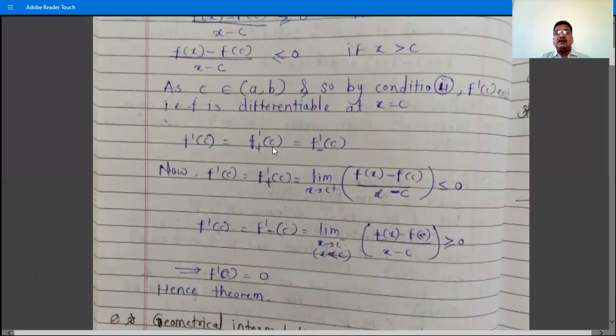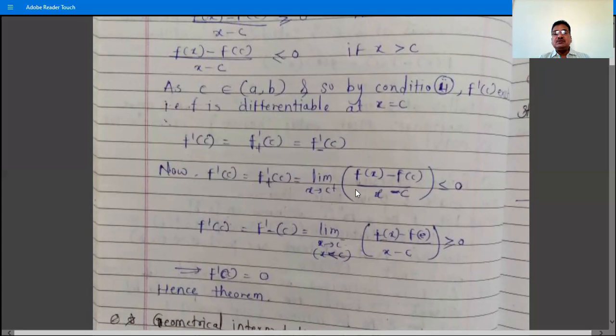It is denoted by f dash c. What is f dash c? It is either f dash c plus or f dash c minus, because these both are the same. So as the point c belongs to the open interval (a, b), f dash c exists, or f is differentiable at x equal to c, and therefore we have that f dash c plus is equal to f dash c minus is equal to f dash c. And therefore f dash c is equal to f dash c plus. What is the value of f dash c plus?